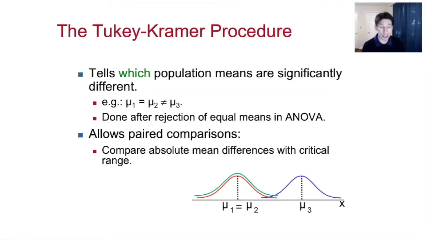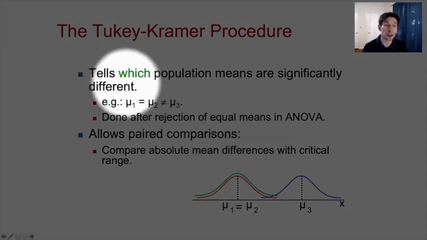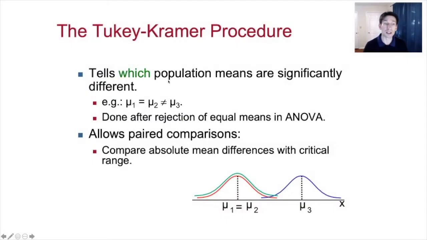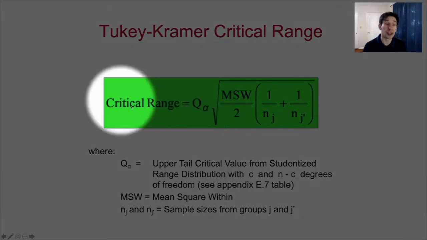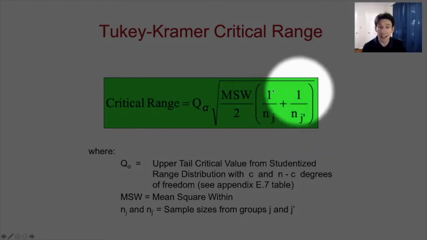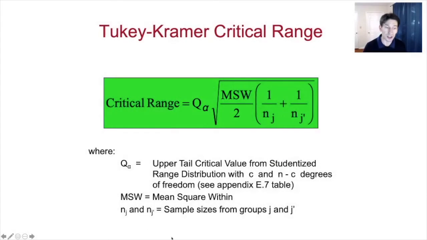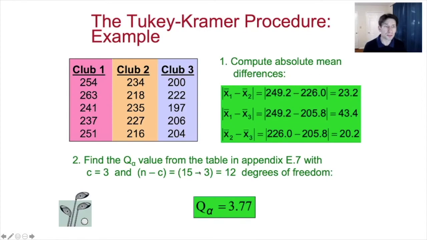So the overall idea is that the Tukey-Kramer procedure tells you which population mean is significantly different from the others. This is something you do after you have already rejected your ANOVA. And so what it does is paired comparisons. So mu1 versus mu2, mu1 versus mu3, mu3 versus mu2. So the way it works is that you define a certain critical range, which is computed in this way. You can see the definitions here. I won't go over it.